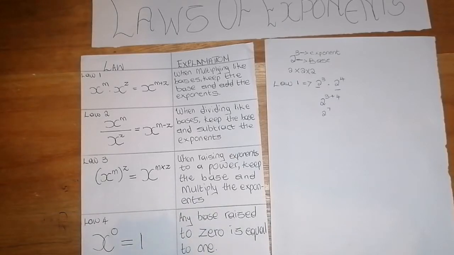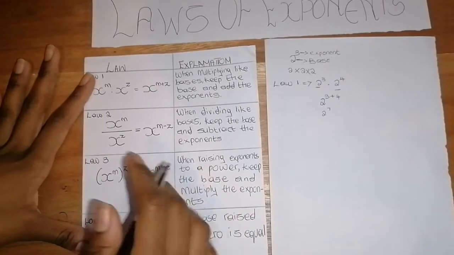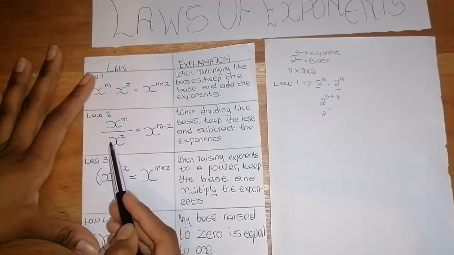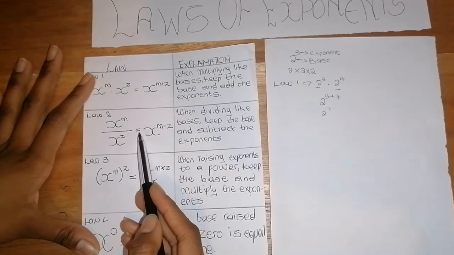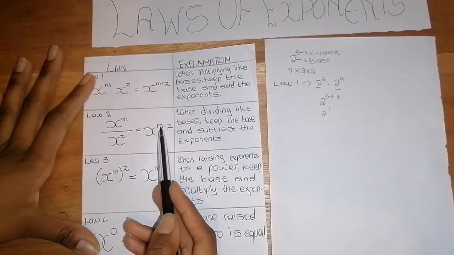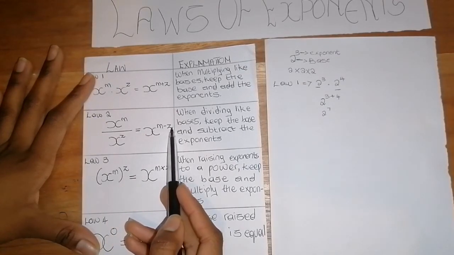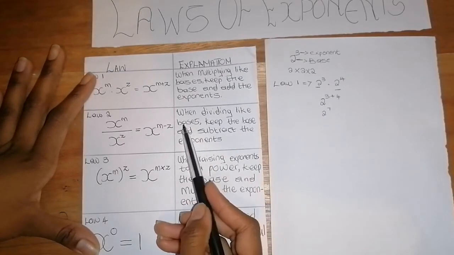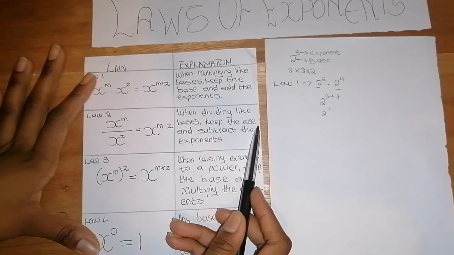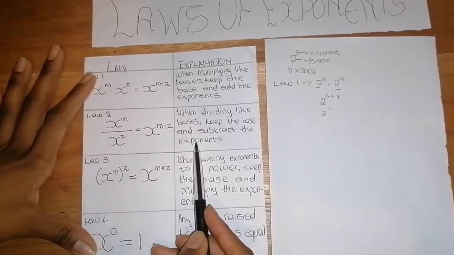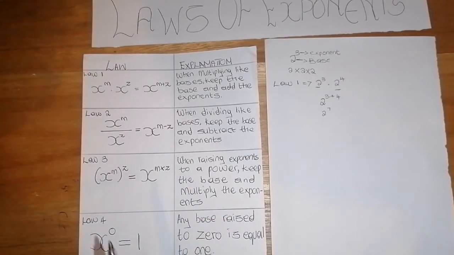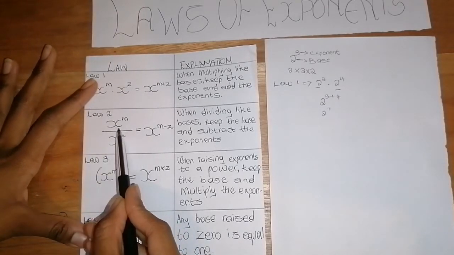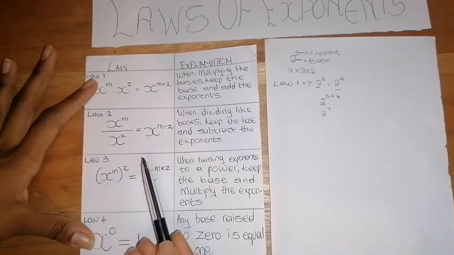So let's move on to law number 2. As you can see, we are having x to the exponent m divided by x to the exponent z. They are saying it equals x to the m minus z. So let's go to the explanation. When dividing like bases, keep the base and subtract the exponents. So what they are saying is that when you're dividing like bases, as you can see, we have a division line here, meaning that we are dividing.